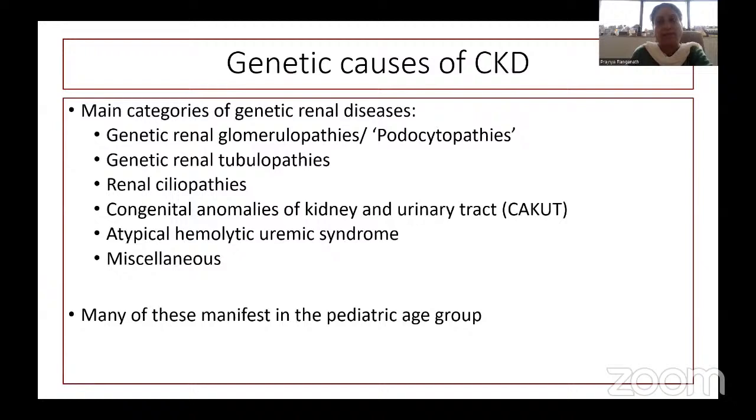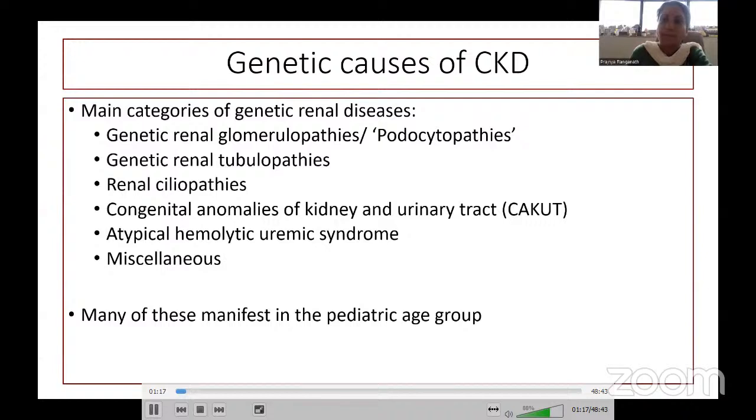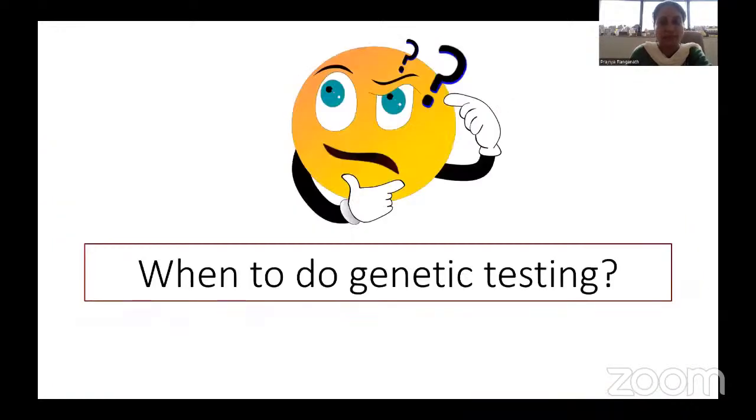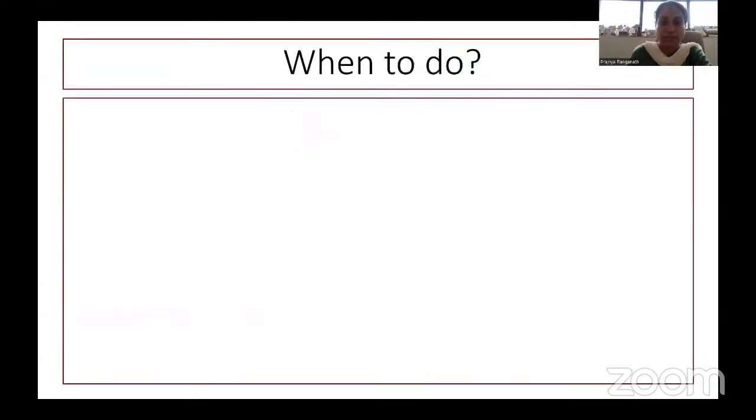The main categories of genetic renal diseases would be the genetic renal glomerulopathies or podocytopathies, including the SRNSs, which has already been dealt with in the first talk. Also, the genetic renal tubulopathies, the renal ciliopathies, congenital anomalies of the kidney and urinary tract, atypical hemolytic uremic syndromes, and certain other miscellaneous conditions. Many of these manifest in the pediatric age group, but we have later onset conditions also which manifest in adulthood. So when should we do genetic testing?